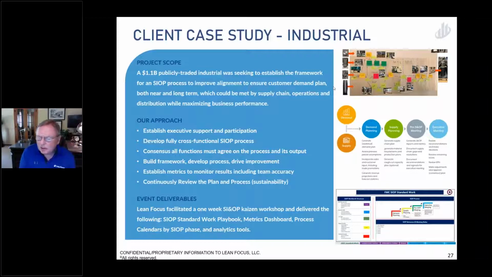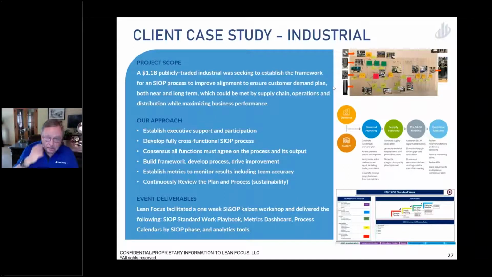So what we did, this was a week-long endeavor. We delivered basically the standard work playbook, the metrics dashboard, the process calendars by phases, analytic tools, the meeting agendas, everything that was required to make it happen. And basically they launched it the following month. This is a monthly cadence, so it's important to put everything you need to do to make it work together during the workshop, and then you start going.